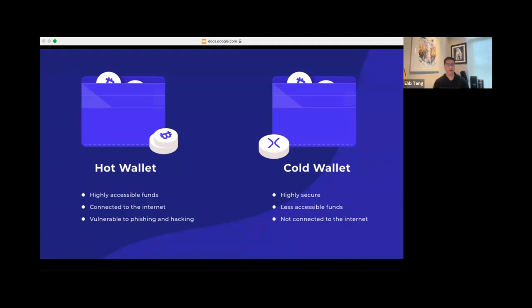So my suggestion here in terms of hot wallet versus cold wallet is if you're dabbling into crypto for the first time, you're not spending a lot of money, it's okay, use a hot wallet, that's fine. If you decide you want to get into it further and own more cryptocurrency, like a lot, I highly recommend using cold wallets for the security factors.